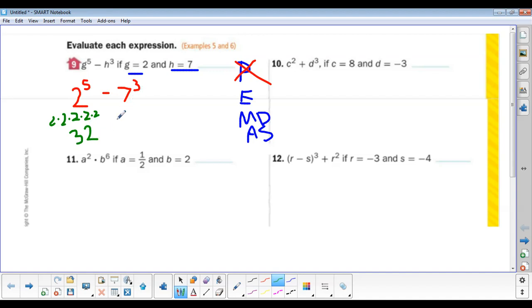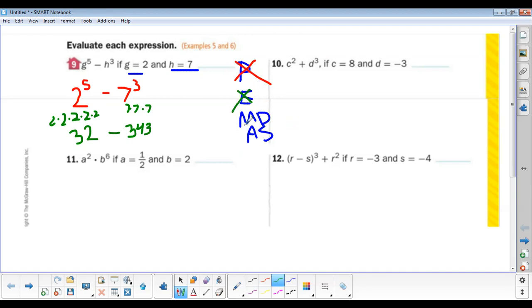And over here, 7 to the 3rd is 7 times 7 times 7. 7 times 7 is 49. 49 times 7 is 343. And there was a minus in between them, so I'm going to keep that right there. So we took care of our exponents.